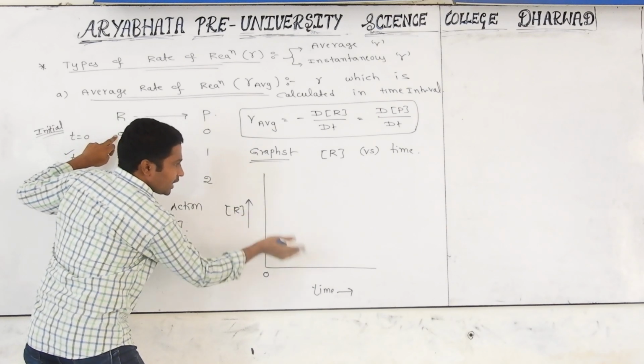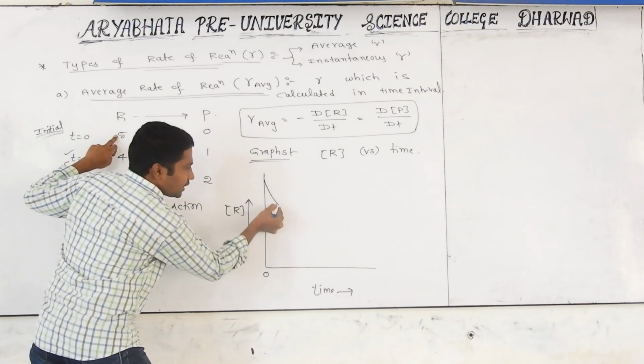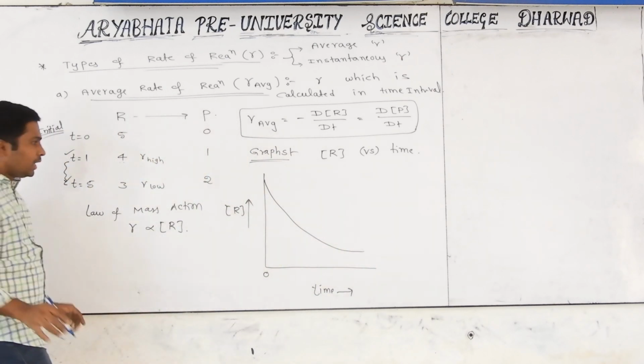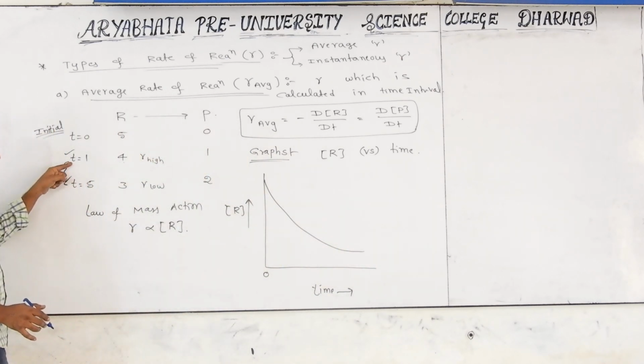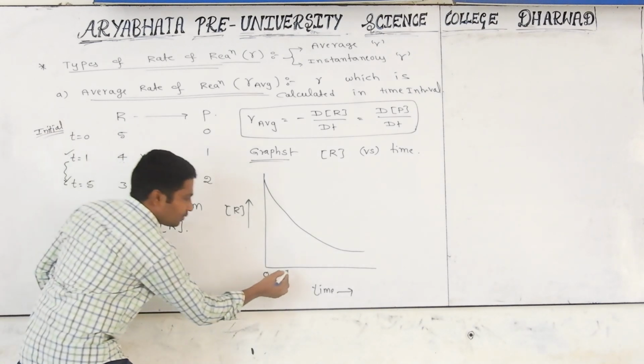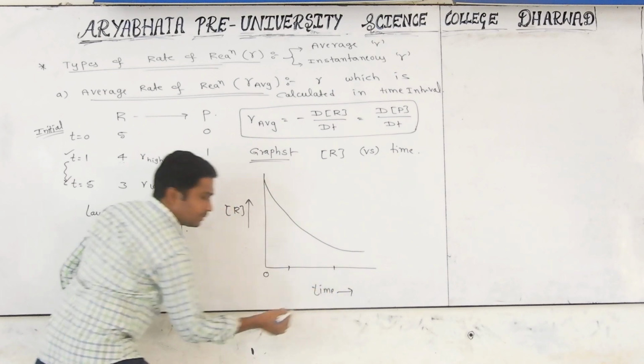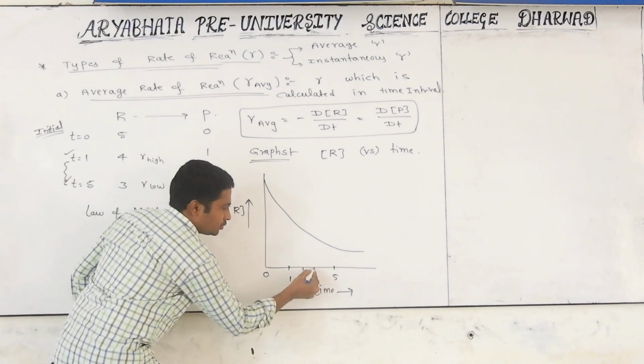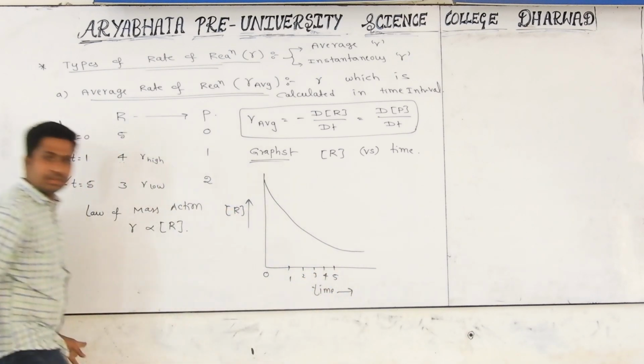What is happening as time goes on? The concentration of the reactant keeps decreasing. Now you want to find out the average rate between which times? Between 1 minute and 5 minutes. Here 1 minute will come, here 5 minutes will come. Here 2, 3, 4 will come like this.